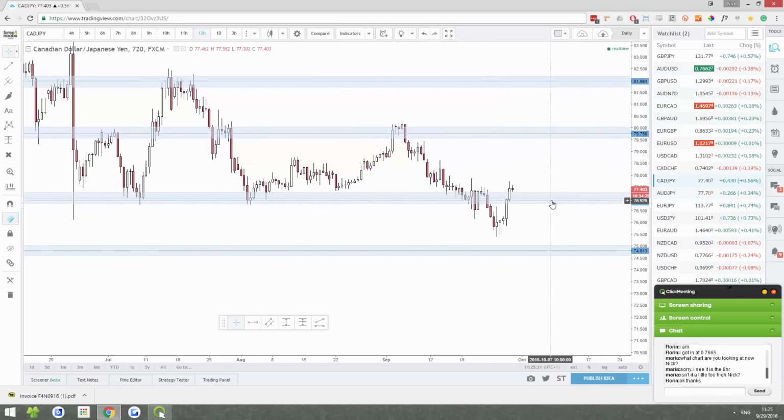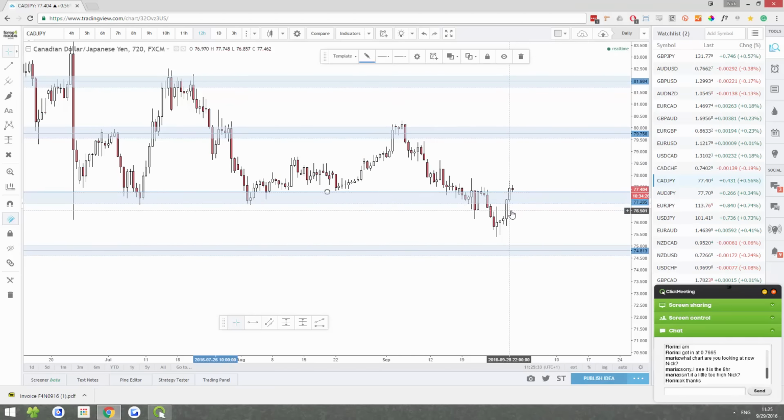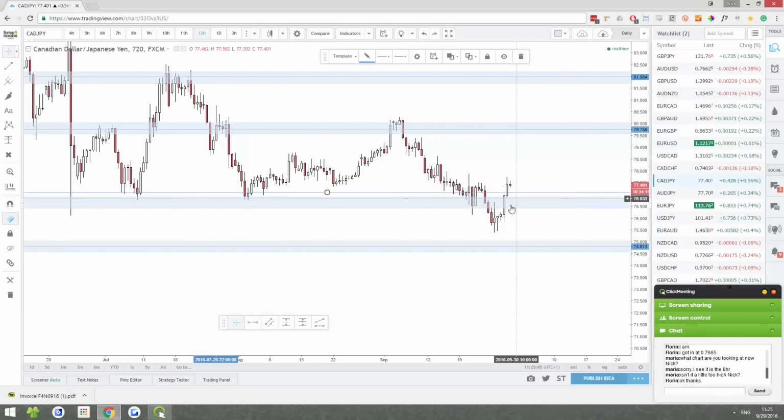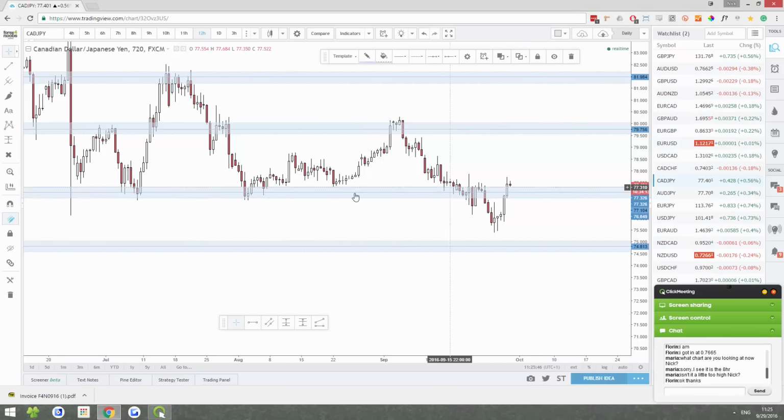CADJPY is somewhat interesting. This could be somewhat of a continuation reversal. I know it's weird when you see me adjust support resistance areas and pull them up to match our current indecision, but you've got to remember, when you place a support resistance area, it isn't perfect, because you can never get your support resistance areas perfect.